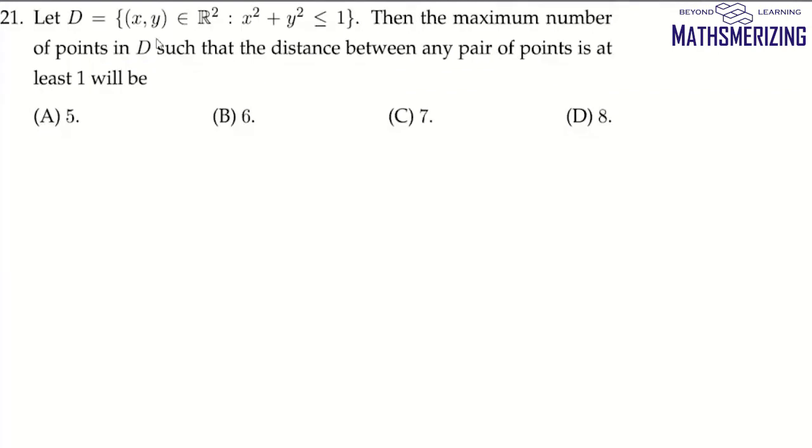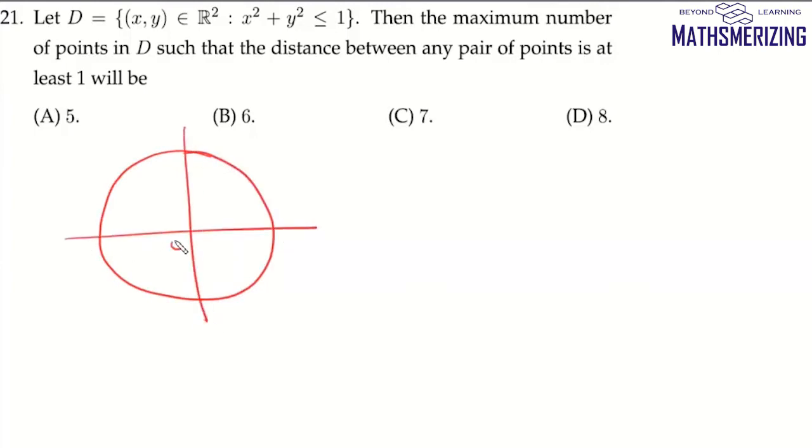Now question number 21 is, let D be all points (x, y) such that x square plus y square is less than or equal to 1. So that means this D consists of all the points which lie on or inside this circle with center at origin and radius 1 unit. Then the maximum number of points in D such that distance between any pair of points is at least 1. Now what we'll do is, we'll start from this point, say (minus 1, 0). Now if we consider a point which is at a distance of 1 unit and lying on this circle, we have this other point.